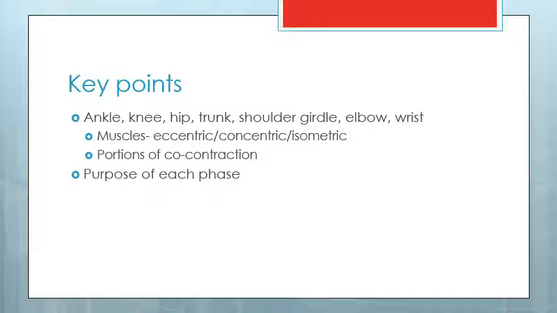Note whether the muscles are contracting eccentrically, concentrically, isometrically, and if there are any portions of co-contractions. And again, what's the purpose of each phase? We mentioned a quality or purpose of each individual phase, and that would be important to note. So for instance, in the follow-through phase, as one example, the purpose is eventually to allow the arm to come to a stop. In order for that to happen, you have to have eccentric muscle activity in order to decelerate the limb.